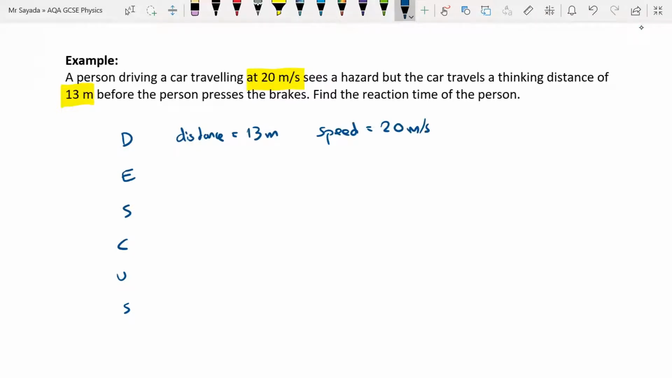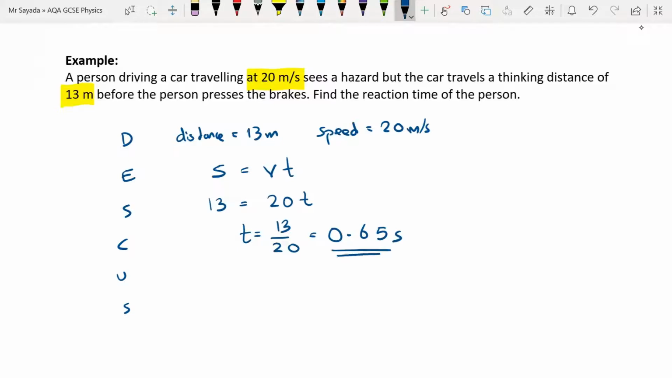So let's write down our equation. I'm going to write the equation using the vector quantities: displacement equals velocity times time. The displacement is 13, the velocity is 20, and the time is what we're trying to work out. Therefore time will be 13 over 20, which is 0.65 seconds. That sounds about right, as it is between 0.2 and 0.9. Just to explain what I did, I wrote down the data, then the equation, then I substituted and did my calculation, and I didn't forget to put units at the end.